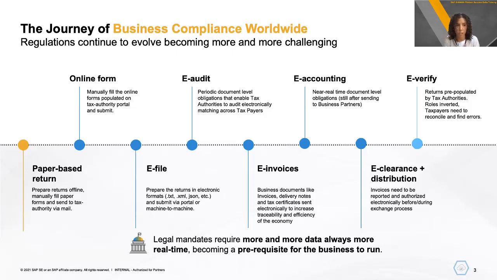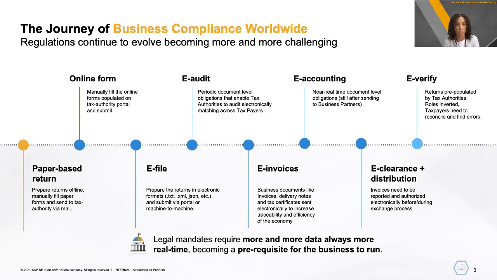Clearance basically means you can't send invoices to your customer without sending them to the government, or you need to send to the government in parallel, and only upon authorization can you send it to your customer. Same thing, of course, for inbound. And with e-verify, the government is preparing the VAT bill on behalf of our customer, which seems a simplification of the process, but is bringing an all-new set of needs, which we will bring to life throughout the presentation.